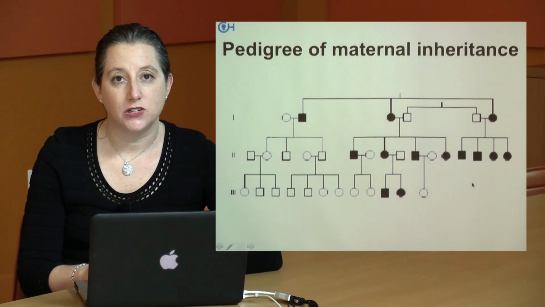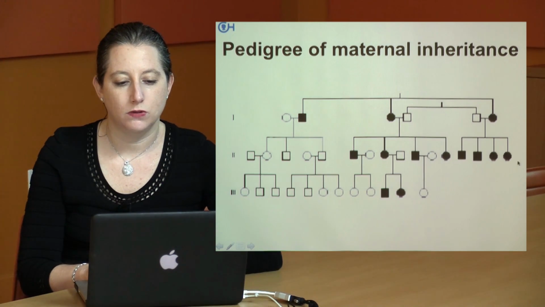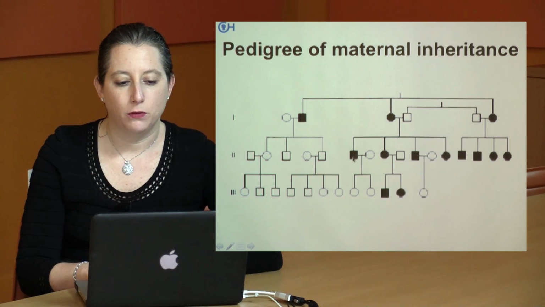This is a representation of a classical pedigree of a mitochondrial DNA inheritance. The first feature you'll notice is that the females pass on to their offspring in the next generation, here in generation 2, the problem. So they themselves are symptomatic and they pass on medical problems to their offspring. And you'll notice that both males and females can be affected.